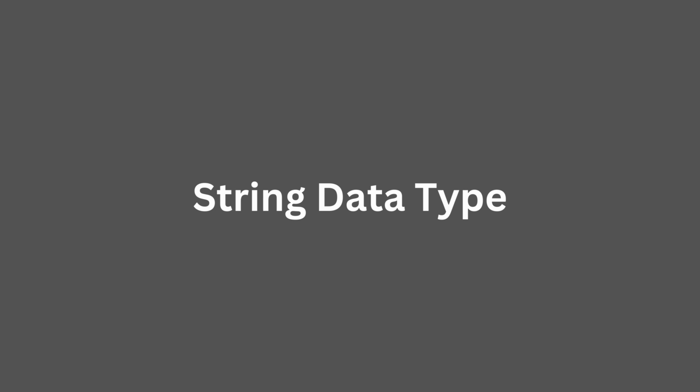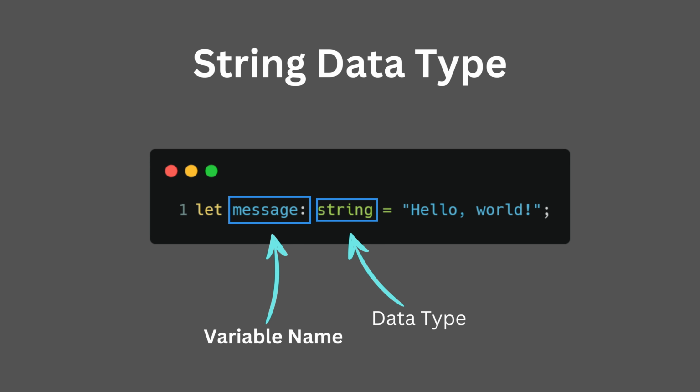String type. The string type represents a sequence of characters, such as a word or a sentence. Here's an example. In this example, we declare a variable called message and initialize it to the string value "hello, world". We use the string type annotation to indicate that this variable should only ever hold a string value.